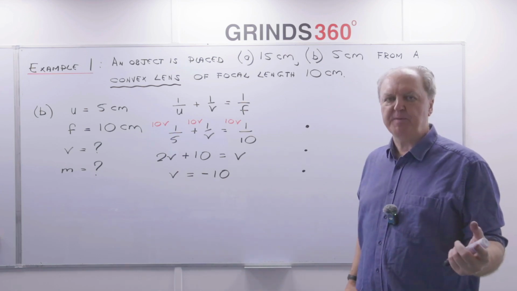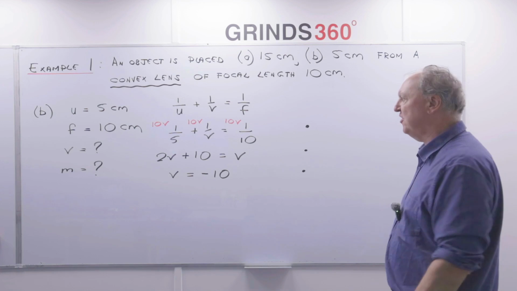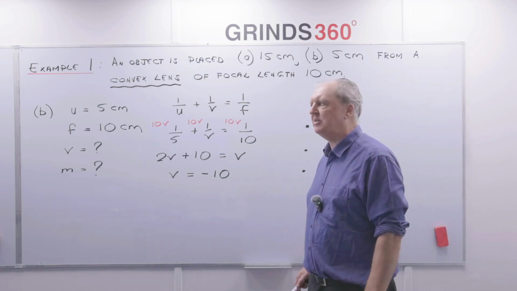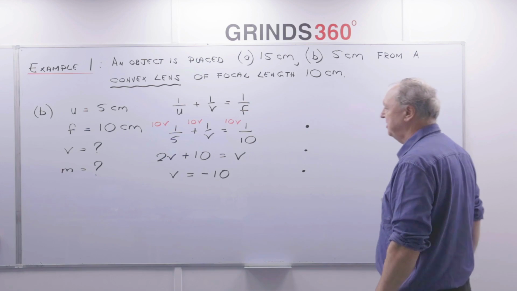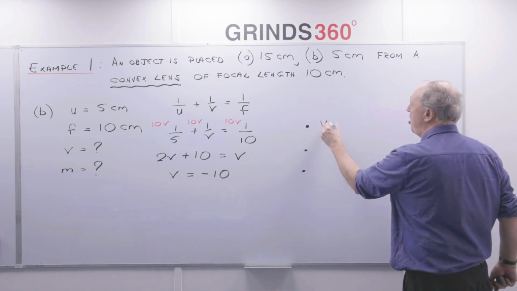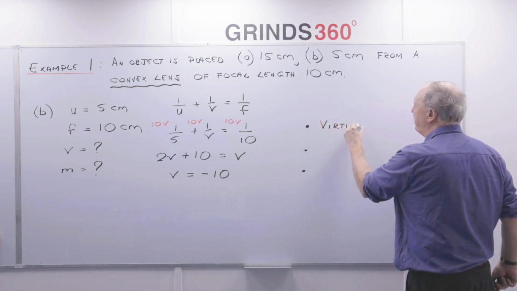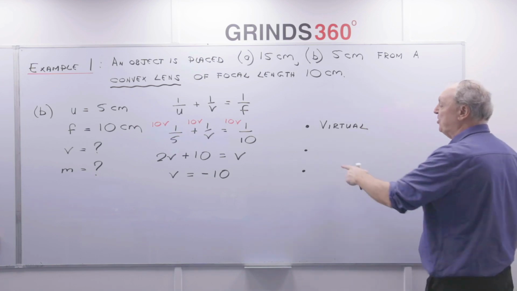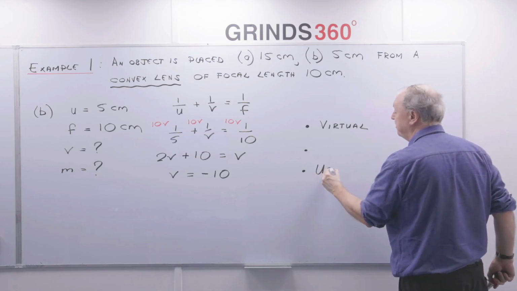What does the minus mean? It means it's virtual. It means it's on the same side of the lens as the object. So I already know the first part of the nature. It's virtual. And of course, if I know the first part, I also know the last part. It's upright.